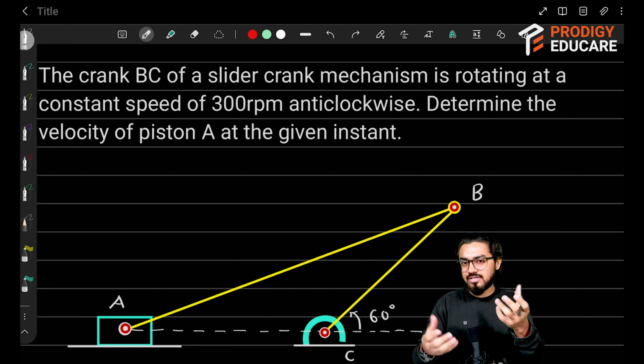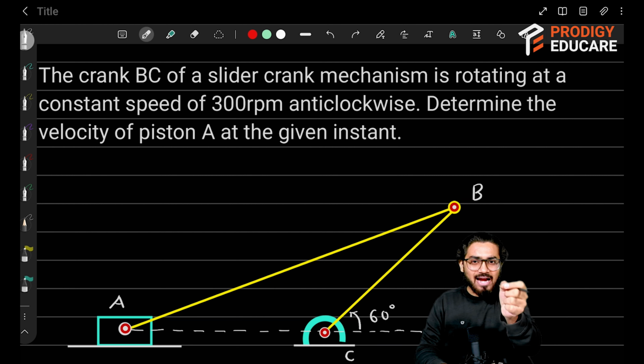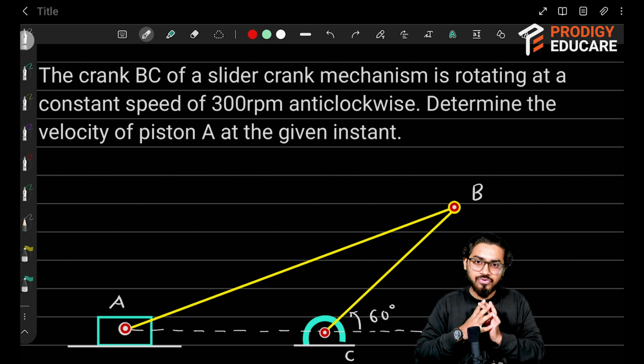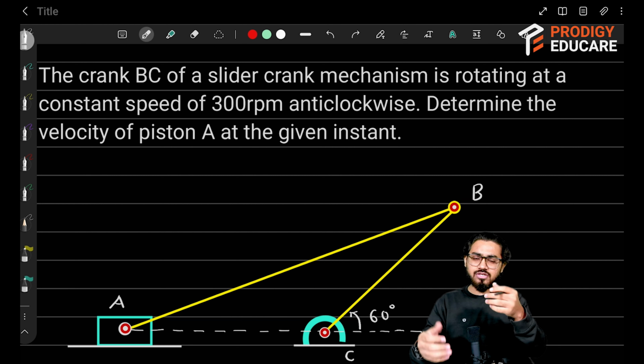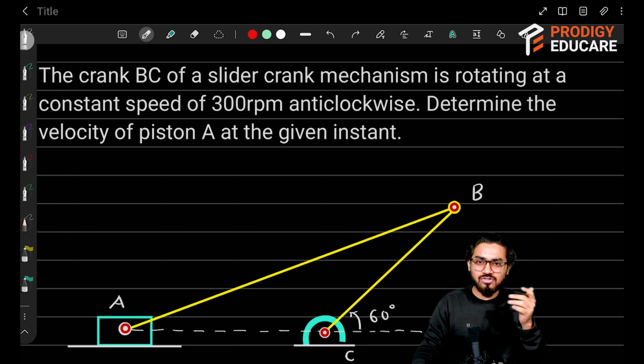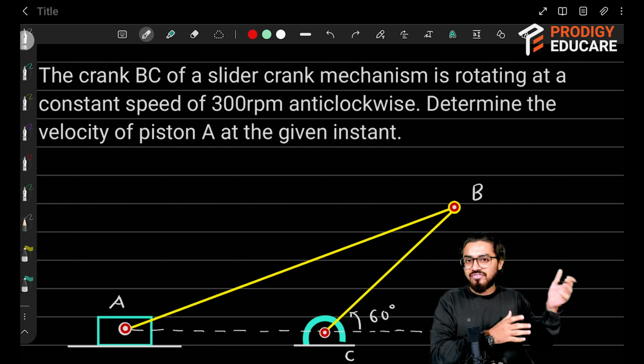As the name suggests, instantaneous center of rotation means: at that particular instant, what is the center of rotation, or the axis of rotation? Till now, in whatever rotation we have studied, the axis used to be fixed. But in many situations or mechanisms, the axis is not always fixed. At different instants, we have different axes.